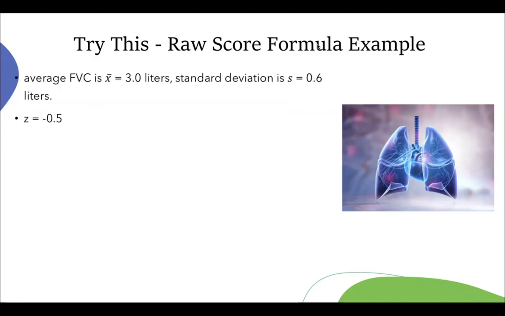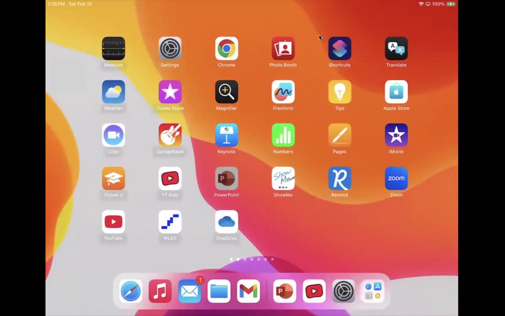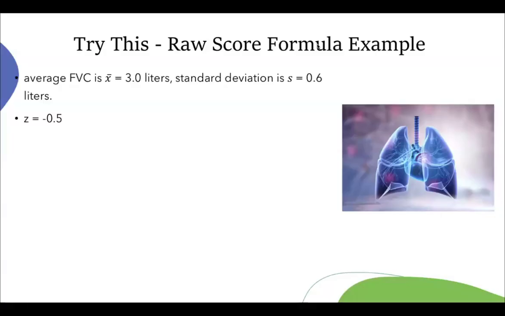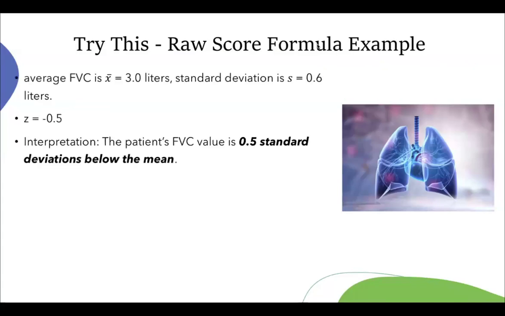A z-score of negative 0.5 means that the patient's forced vital capacity is 0.5 standard deviations below the mean. I did say that before, but let's write it out so we really understand this. The patient's forced vital capacity is 0.5 standard deviations below the mean. We know that because negative z-scores are below the mean, and a z-score is a measure of standard deviations away from the mean. So 0.5 means half a standard deviation below the mean in this case.